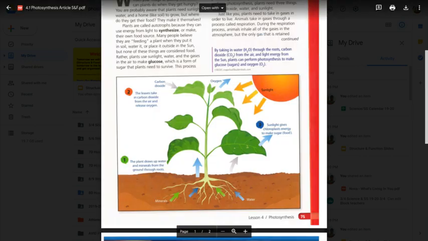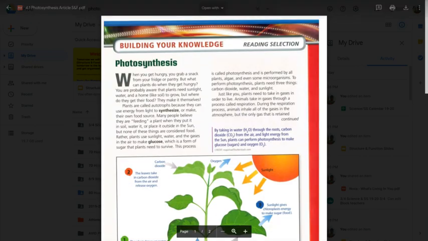So once again, this was from the Structure and Function unit, and the article was called Photosynthesis.